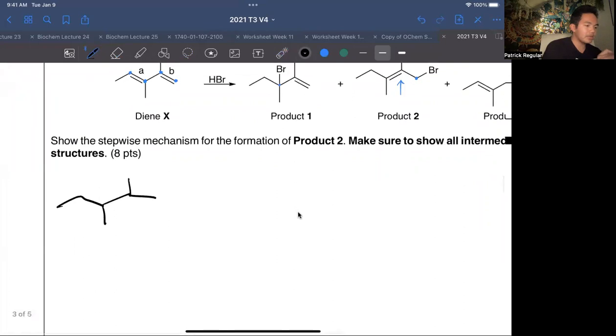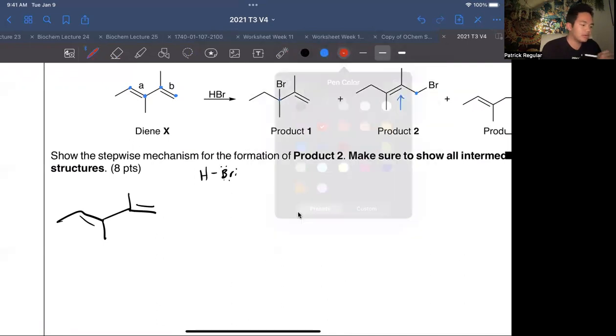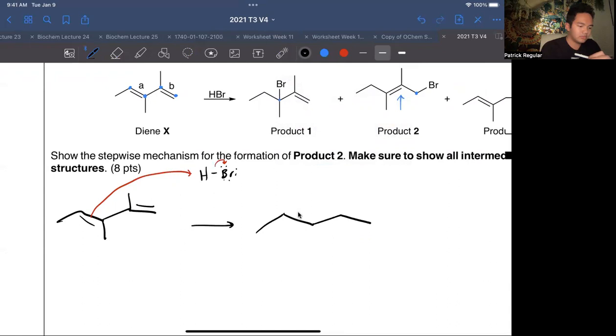Now, A or B? Well, let's say we were to react with A, hypothetically. All right, the alkene breaks. Let me use red. I like red. The H would go here, so less substituted, and that carbocation would form there. That's what we know.